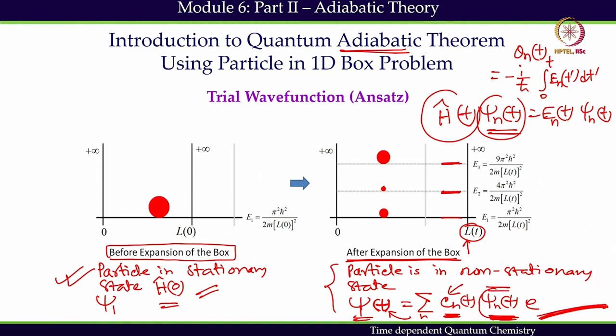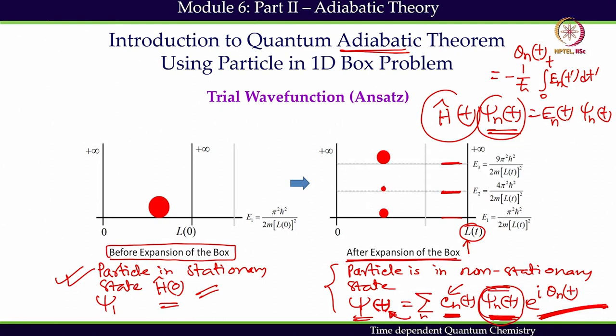So theta n is actually 1 by this. In that case, I will be able to write e to the power i theta n(t), a phase factor, the total phase factor accumulated by the nth stationary state at that time, at L(t) distance, for the L(t) dimension of the box. Each stationary state is accumulating the phase. This is the phase. Each stationary state wave function is given by this at that time, and it contributes to the total wave function, which is a non-stationary state.